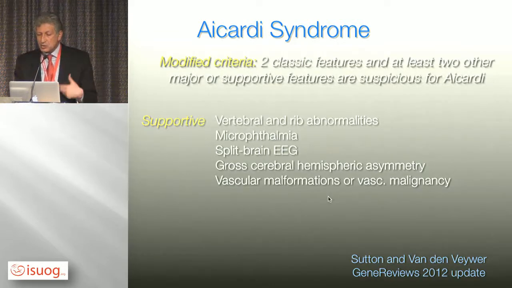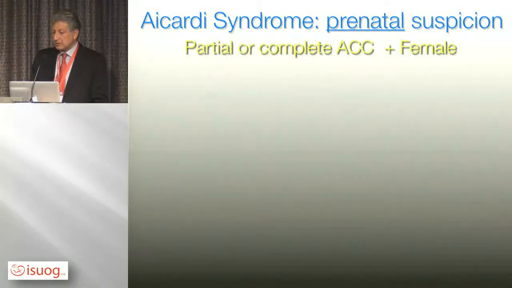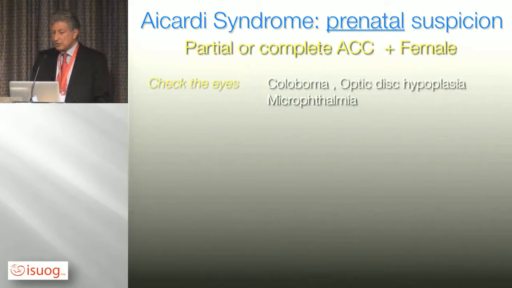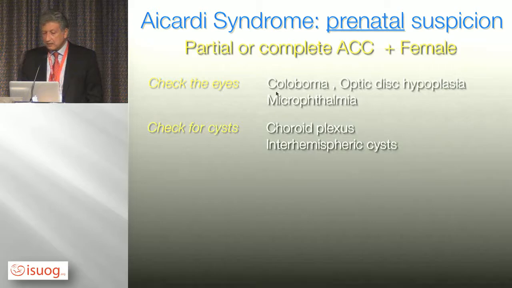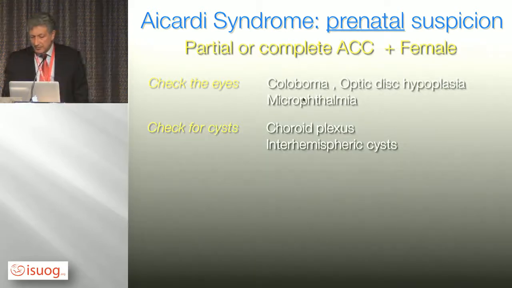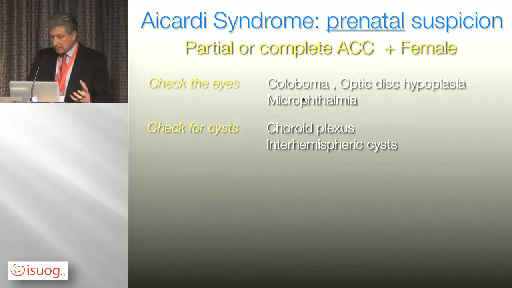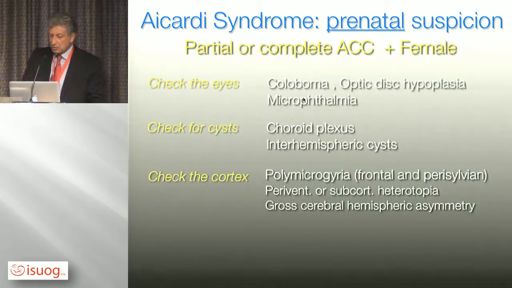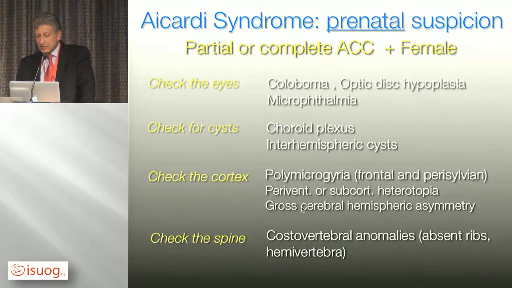I put together what I assume for my workup, what could be important in prenatal suspicion. If I see a partial or complete agenesis in a female fetus, I will check the eyes to rule out coloboma, optic disc hypoplasia, and microphthalmia. I will check for any cyst like choroid plexus cyst, and especially the interhemispheric cyst or the cyst near the third ventricle. And in some articles, you will always find the combination of agenesis of the corpus callosum and these kinds of cysts as a typical sign of Aicardi syndrome. Polymicrogyria: you look at the gyration of the brain, and if there is any hemispheric asymmetry, and costovertebral anomalies.